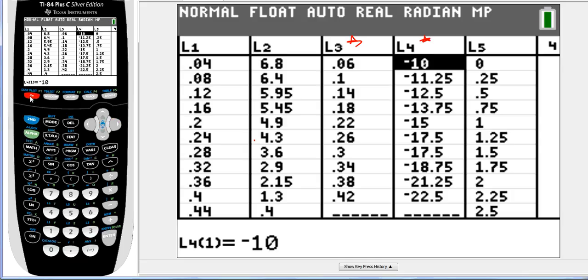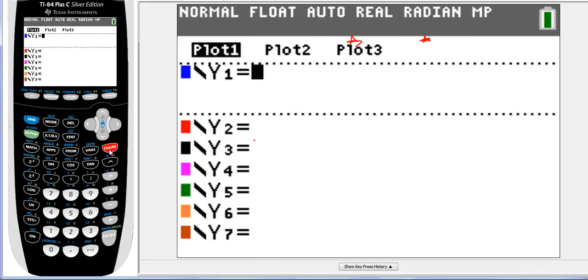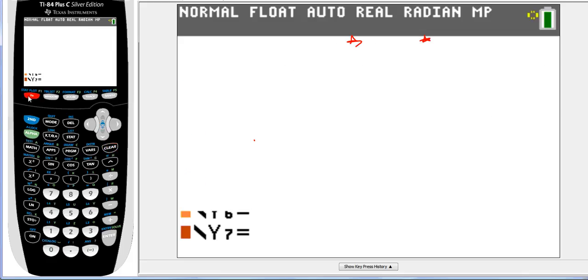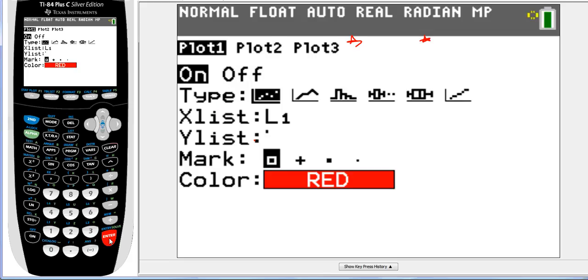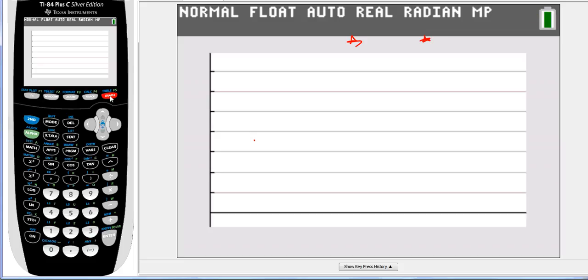But first of all, I'm going to go up and clear my y1 equation out so that it's gone from the last problem. And I will do a scatter plot. I want to go in here. It's on, but my data is in list 3 and list 4. Okay, I'll go ahead and hit graph.